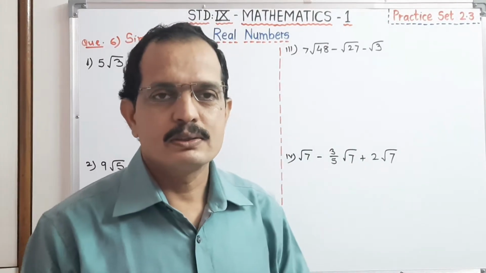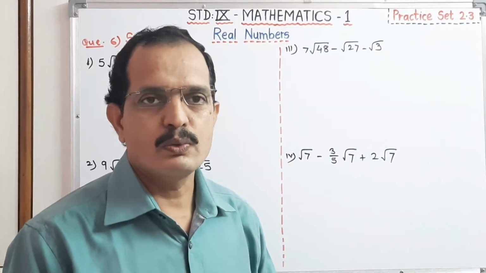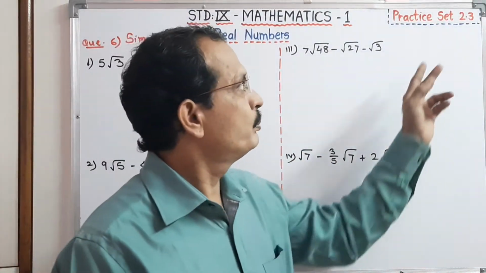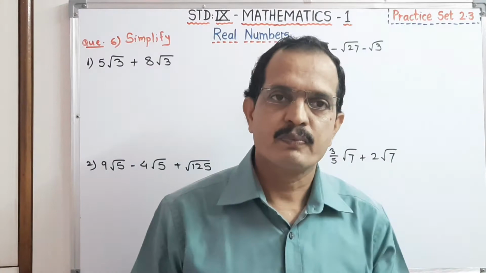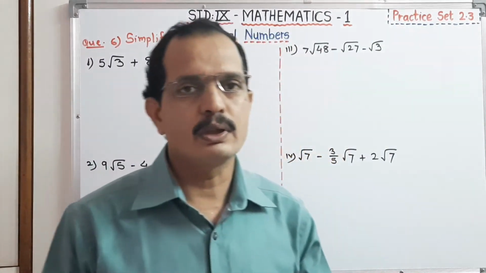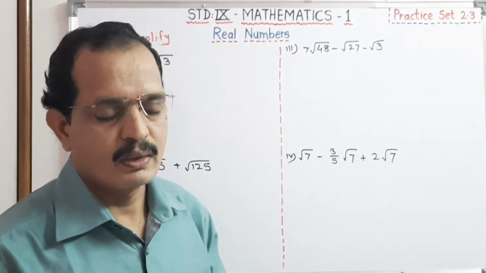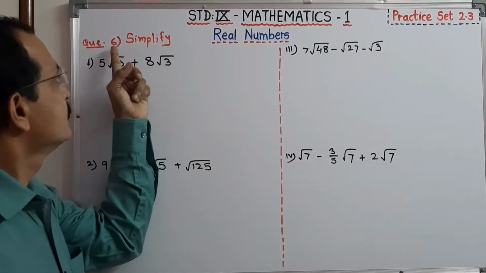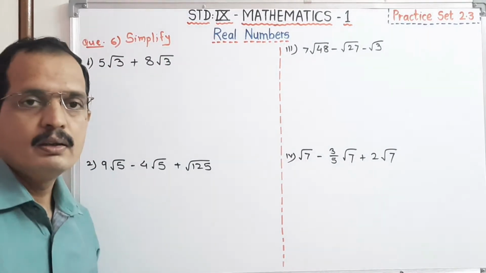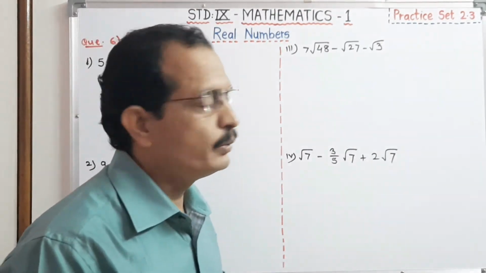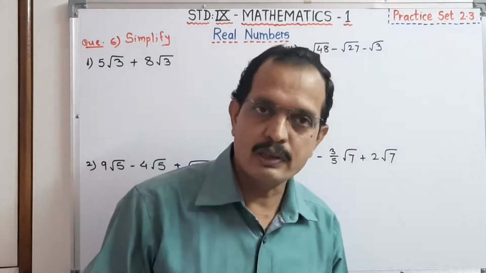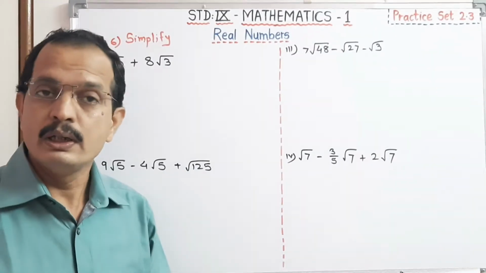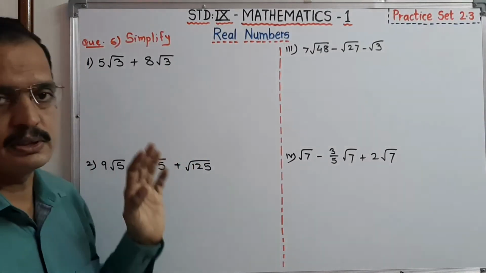Welcome dear students. In the last lecture we completed question number 5 from practice set 2.3. Today we have to continue with question number 6, part one. It means simplify. The surds are given and we have to do addition, multiplication, subtraction, some processes like this on the given surds.